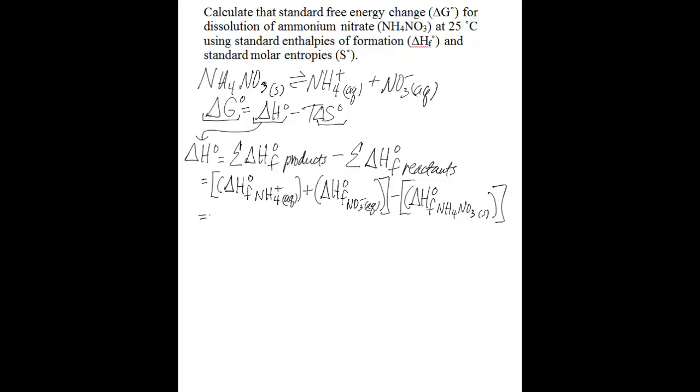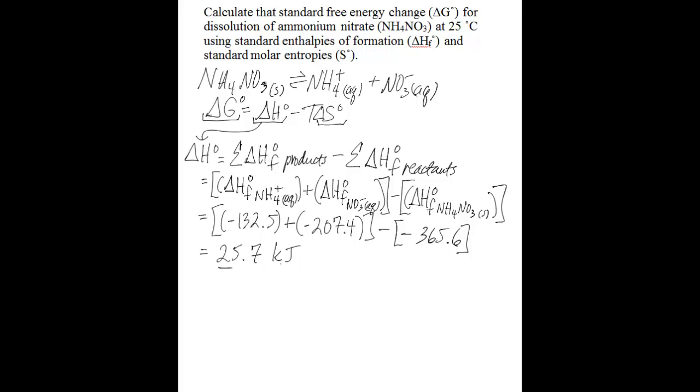So when you look up those three values in a table, what you'll end up with is negative 132.5 plus negative 207.4 minus a negative 365.6. And when you do the math here, you'll get a value of 25.7, and that value will be in kilojoules. So there is the value for your delta H for this equation.